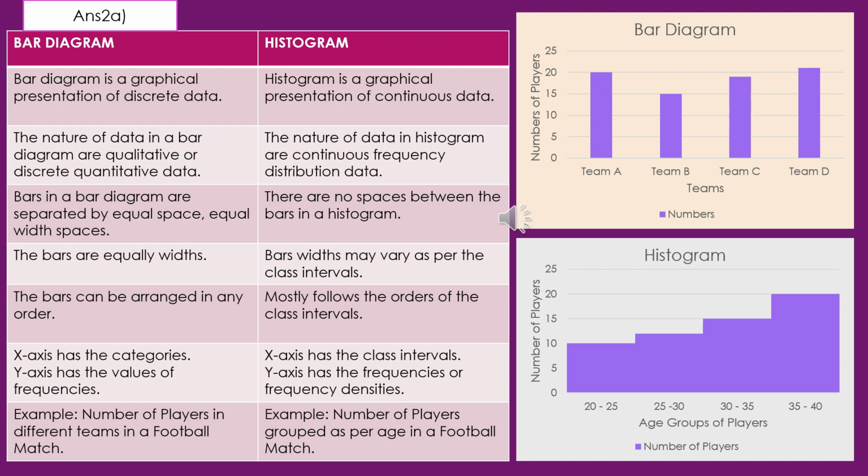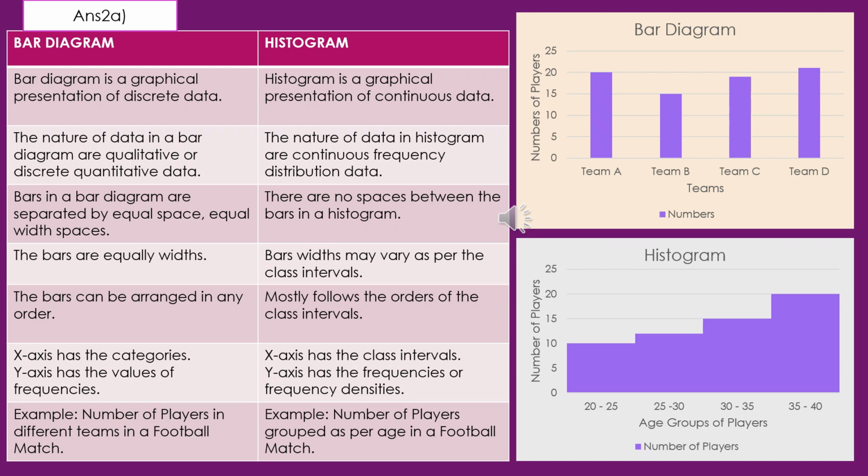The next difference is the nature of data. In a bar diagram the data are qualitative or discrete quantitative data. In the histogram case, the nature of data is continuous frequency distribution data. The third distinguishing point is that bars in a bar diagram are separated by equal width spaces, while in a histogram there are no spaces between the bars.